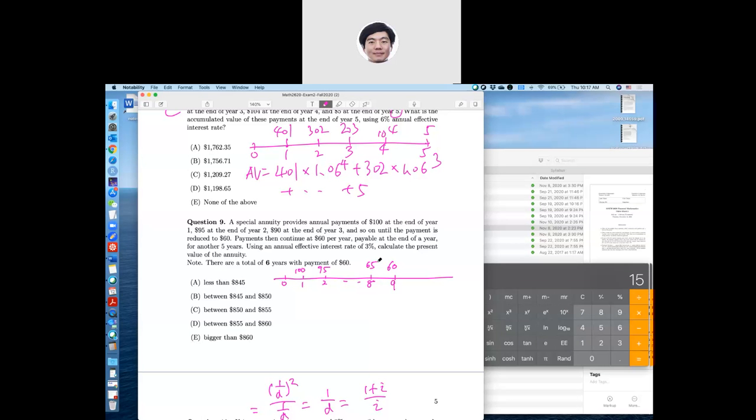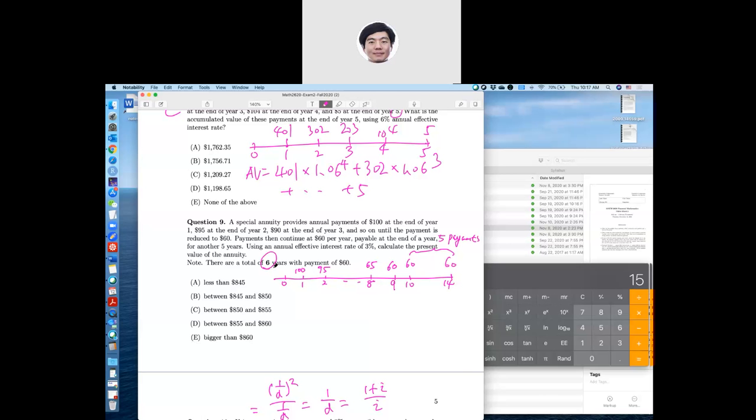Then payments actually continue at 60 per year, payable at the end of a year for another 5 years. So you will go from 10, 10 is also 50, goes to 14. Here I have 5 more payments. That's why I put a note. So in total, there are actually 6 payments with amount 60. Okay, so here I have 5 plus this is 6.